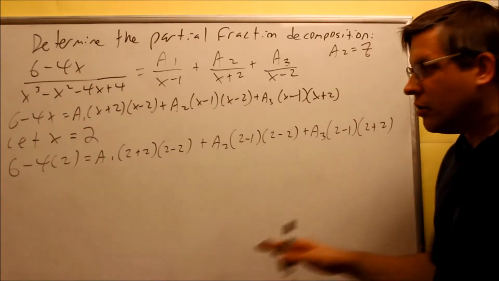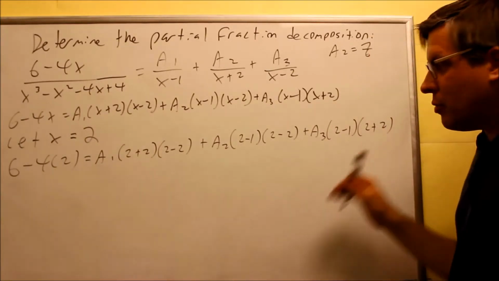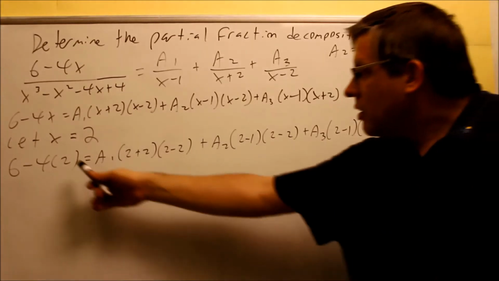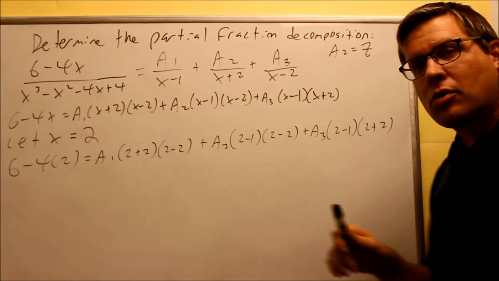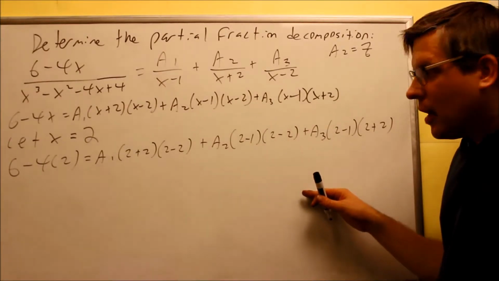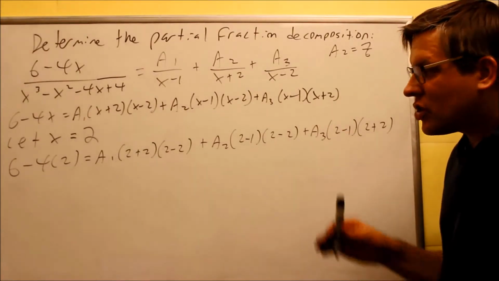Okay, so I've put in a 2 for all the x's on both sides. I have these two here, these two, and these two. You have to make sure you put the same number all the way through for all the x's. So now that we have this, we're going to go ahead and start simplifying.